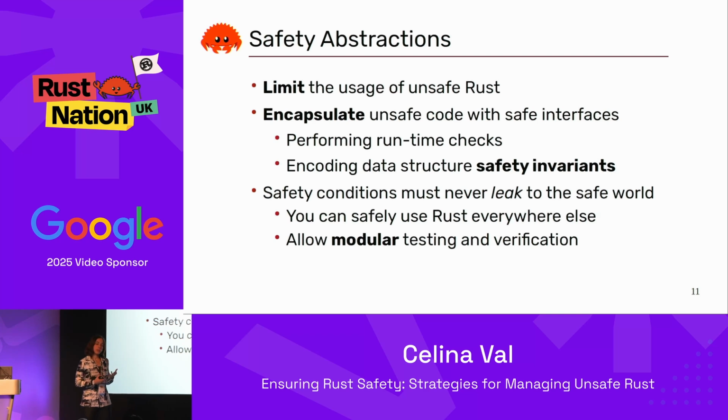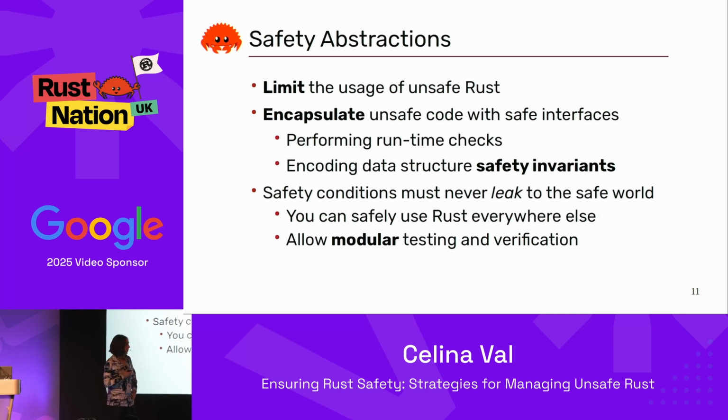And you guarantee the safety of your abstraction by either performing runtime checks or by encoding the data structure type invariants. For example, in a vector, we keep capacity, so we know the memory that we allocated. What's the memory allocated? Do we need to allocate more? So capacity and length help you with that type invariance, and that is what helps you stay safe.